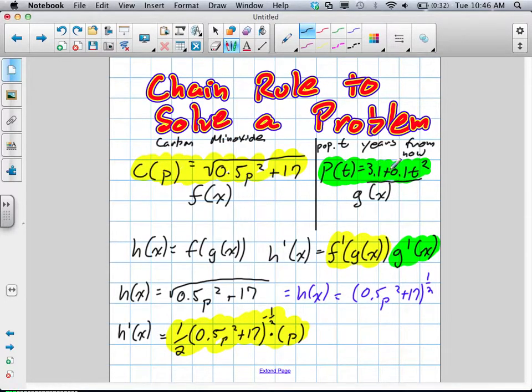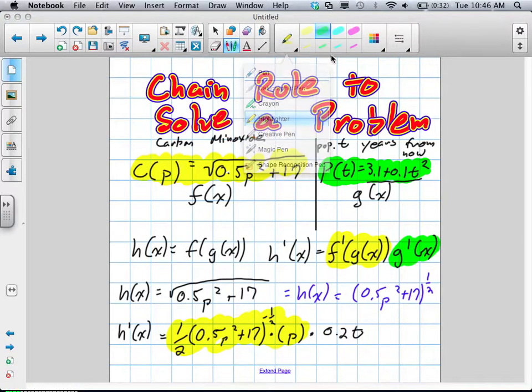Our 3.1 is going to give us a 0 when we derive it. And when we multiply this down, we're going to be multiplying by 0.2t. That is going to be our g prime x. So now we have the derivative of this function, and we can go about simplifying a little if we like. We're kind of left with what we got here.